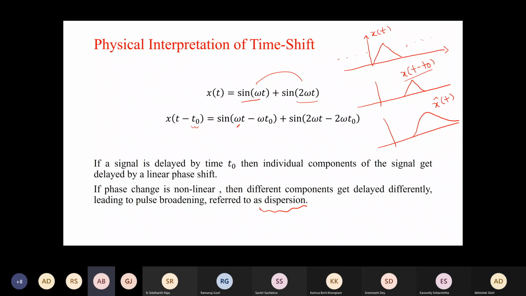Sir, I have a doubt. Why will the pulse only broaden? Why can't it shrink?